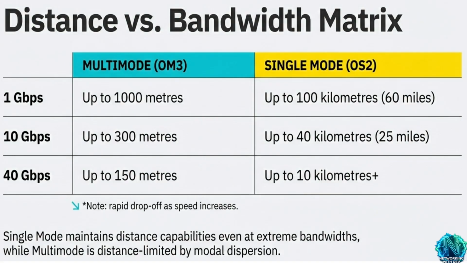As we push the speed to 10 and 40 gigabits per second, notice the rapid drop-off for multi-mode due to that modal dispersion we discussed earlier. It falls from 300 meters down to just 150. Meanwhile, single mode maintains its incredible distance capabilities, even at extreme bandwidths. The takeaway is clear. While multi-mode is your high-speed, short-range sprinter, single mode is the only choice for the long haul. Understanding this matrix is the key to designing a network that doesn't just work today, but scales for tomorrow.